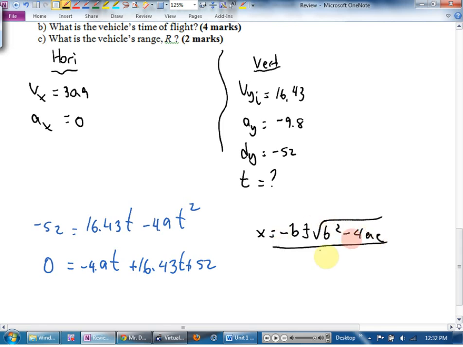Meanwhile, I'm going to use technology. Polynomial root finder, degree 2. A, negative 4.9, B, 16.43. Sorry to those of you watching at home, I don't have a program installed on my virtual TI. C, 52, solve. I'm getting 5.34 and one more value that's negative that I will reject.